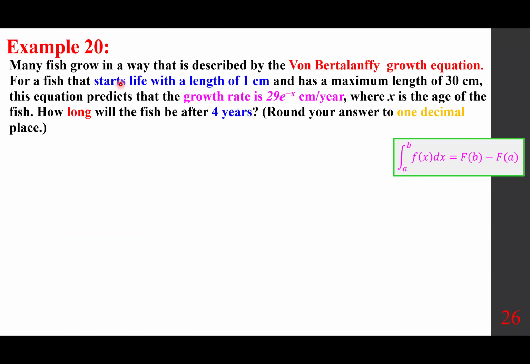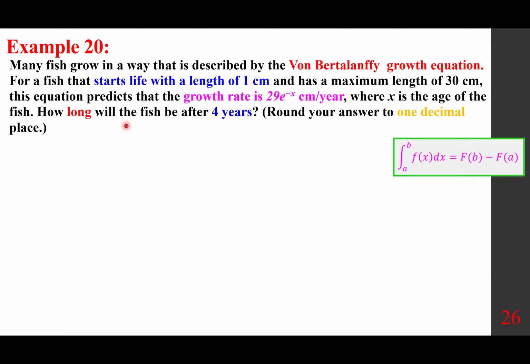Many fish grow in a way that is described by von Bertalanffy growth equation. For a fish that starts life with a length of 1 centimeter and a maximum length of 30 centimeters, this equation predicts that the growth rate is 29 e to the power minus x centimeters per year, where x is the age of the fish. How long will the fish be after 4 years? And they want one decimal.